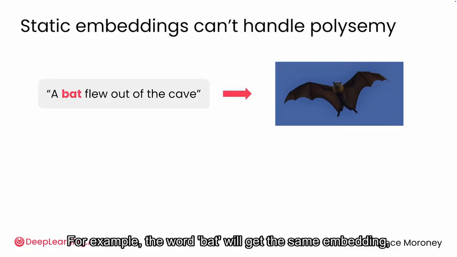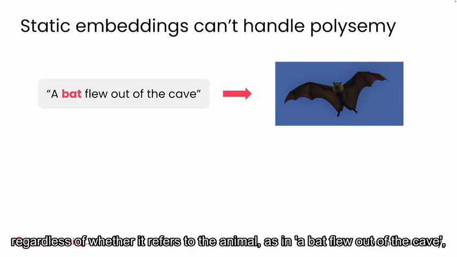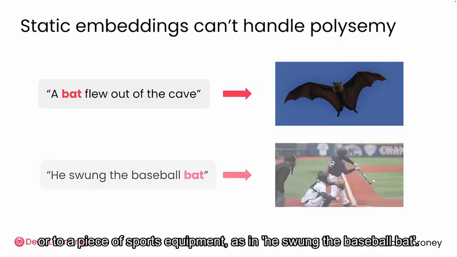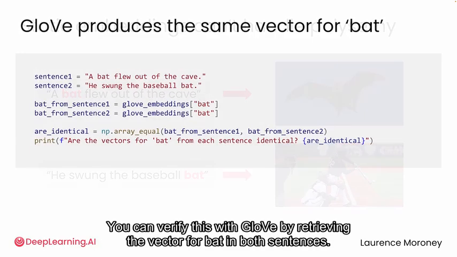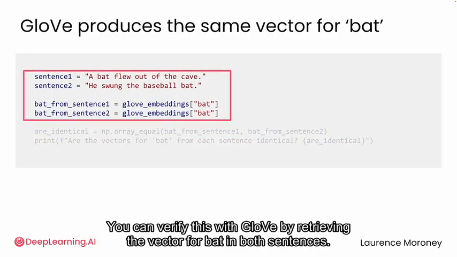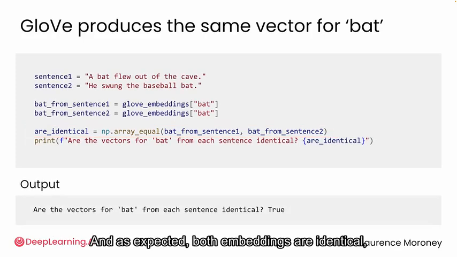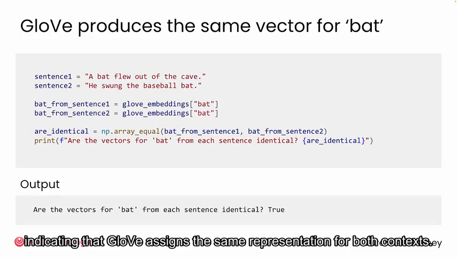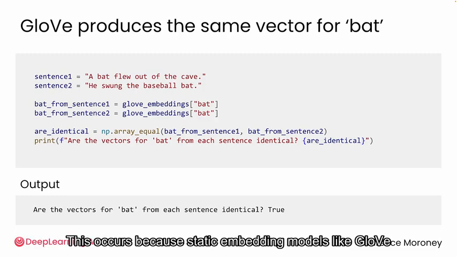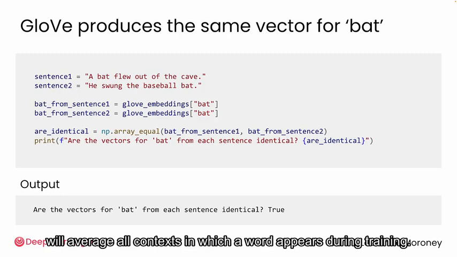They can't distinguish words with multiple meanings, known as polysemy. For example, the word bat will get the same embedding regardless of whether it refers to the animal, as in a bat flew out of the cave, or to a piece of sports equipment, as in he swung the baseball bat. You can verify this with GloVe by retrieving the vector for bat in both sentences. You can then compare their embeddings to see if they match. And as expected, both embeddings are identical, indicating that GloVe assigns the same representation for both contexts. This occurs because static embedding models like GloVe will average all contexts in which a word appears during training.